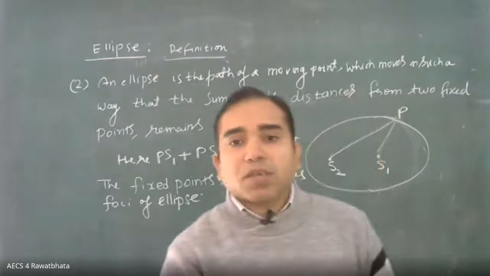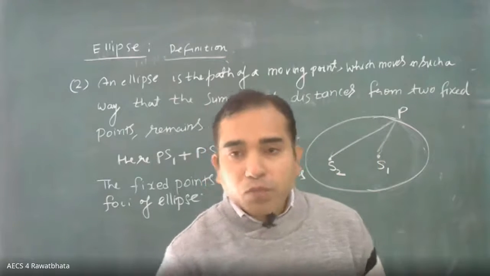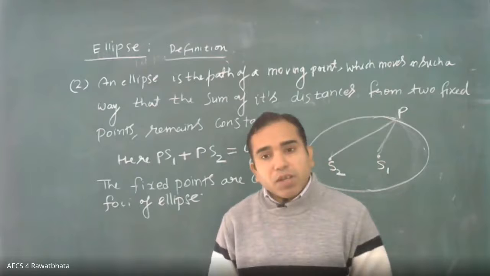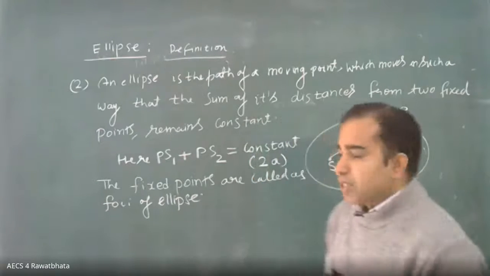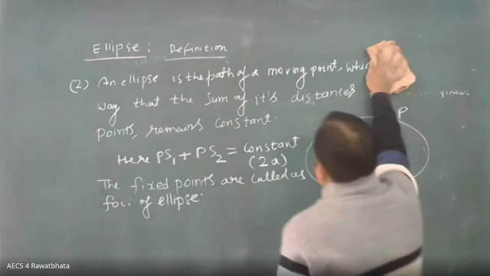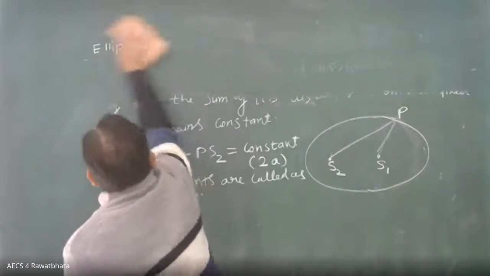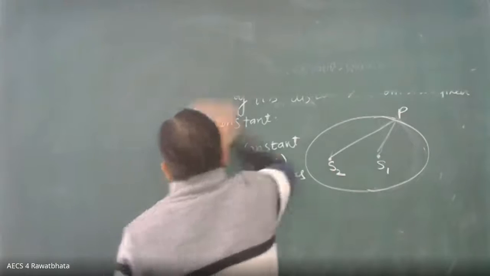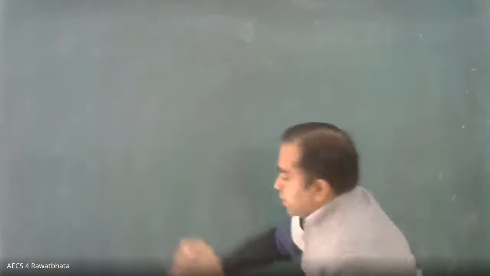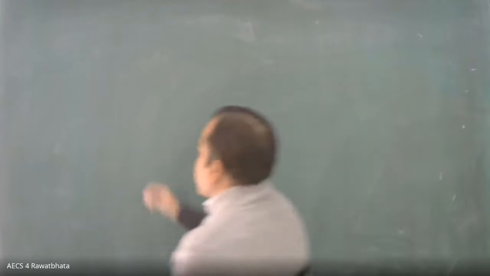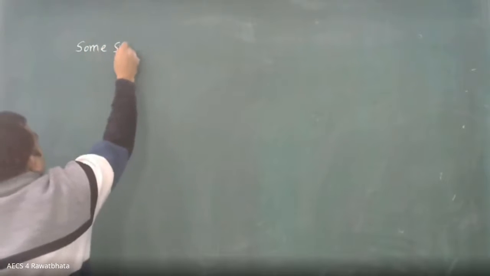Now, as we discussed some particular cases for parabola, 4 standard cases, similarly here also 2 standard cases are there. So let us discuss them. In those cases, as for parabola, we have seen the equation of directrix, focus, vertex, etc. Similar kind of things will be for the ellipse also. So, some standard cases.